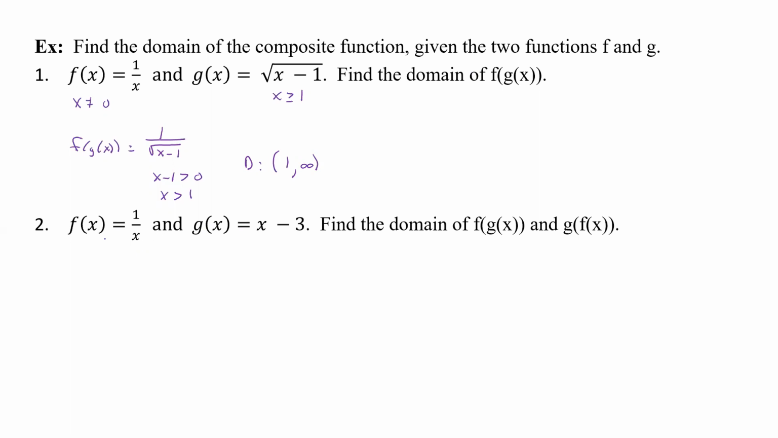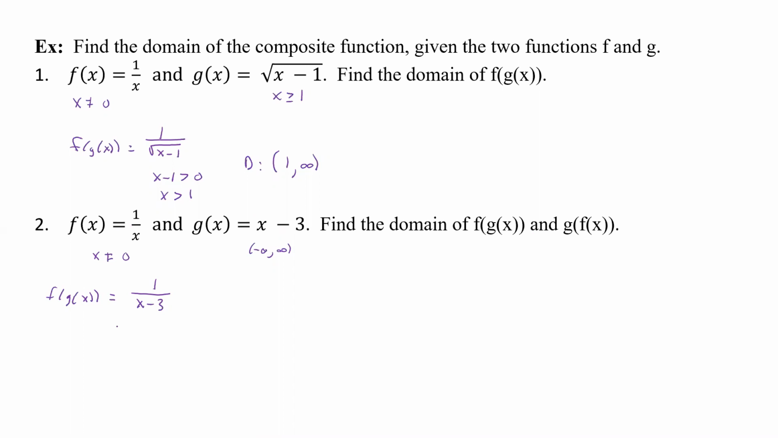All right, what about the next one? Well, here again, we know just by itself, for f of x, the x cannot equal 0. And for g, this is going to be basically from negative infinity to positive infinity. Any number you plug in here will work. Now this time we want to find f of g of x and g of f of x. So f of g of x is equal to, well, now we're plugging this into here, so that's going to be 1 over x minus 3.